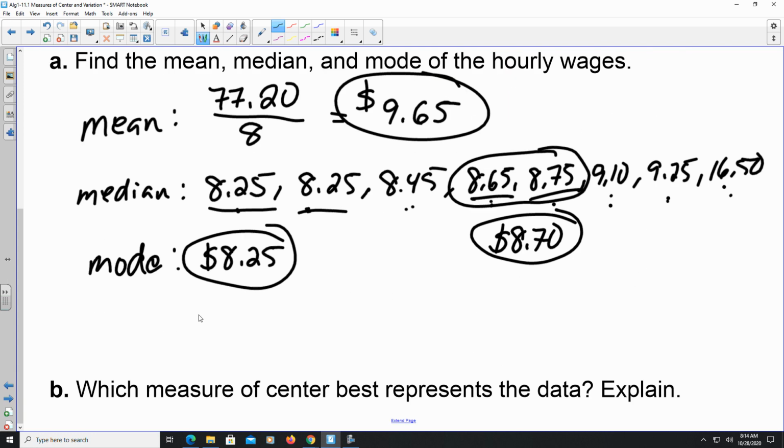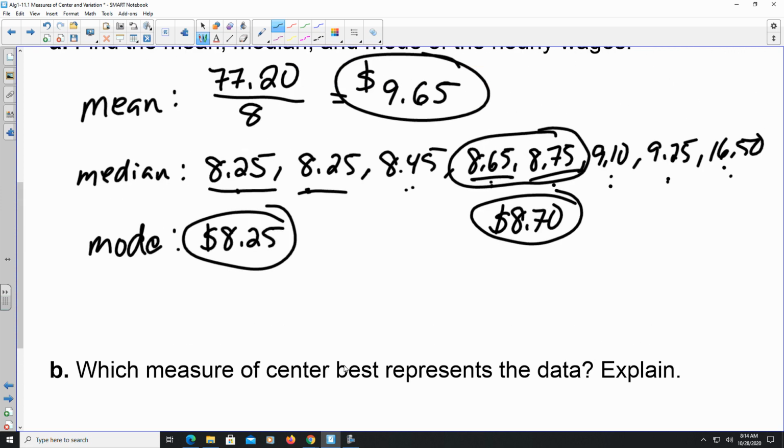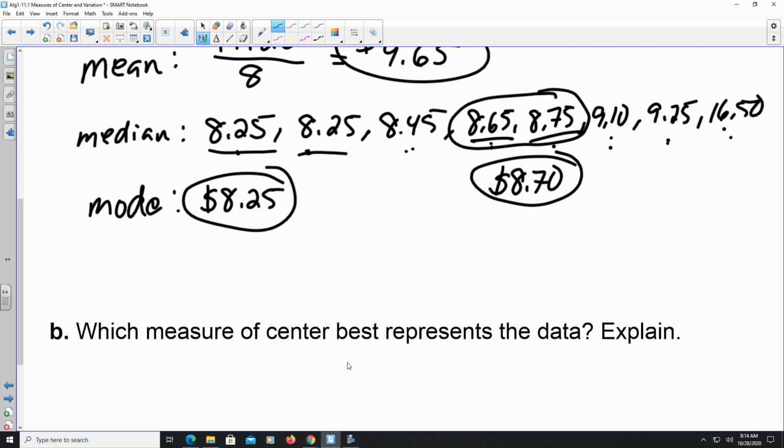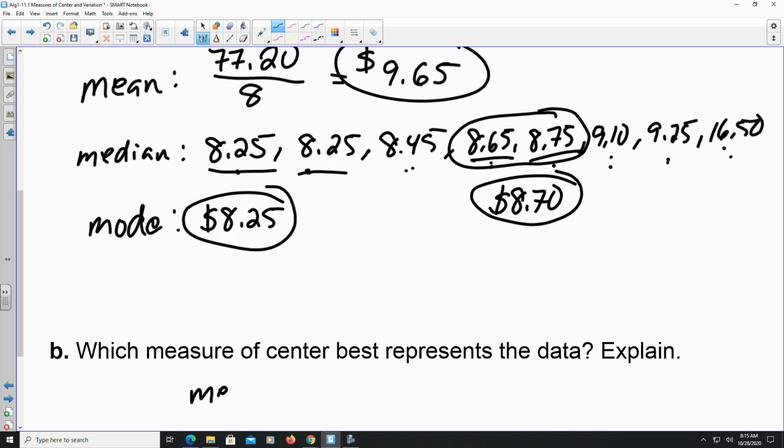Now, this question here says, which measure of center best represents the data, and they want us to explain. More often than not, the median is going to be your best measure of center for pieces of data. The reason is, especially if you have a bunch of pieces of data that could potentially be outliers.